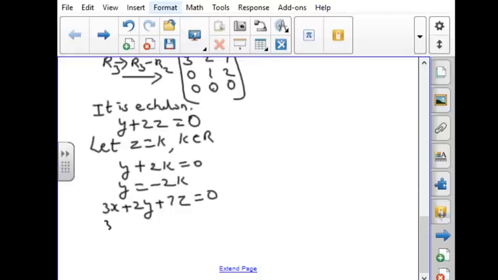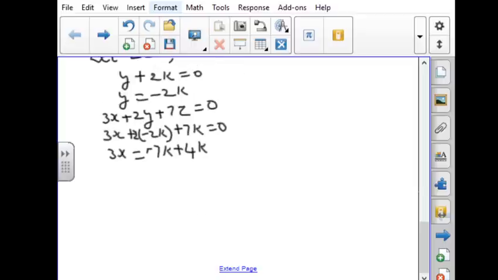So 3x plus, for y we write minus 2k, so it becomes minus 2k plus 7k is equal to 0. Therefore, 3x is equal to plus 7k, when you take that side it becomes minus 7k, and minus 2k, 2 into 2k, minus 2 into 2k, so it is minus 4k, when you take that side it becomes plus 4k.